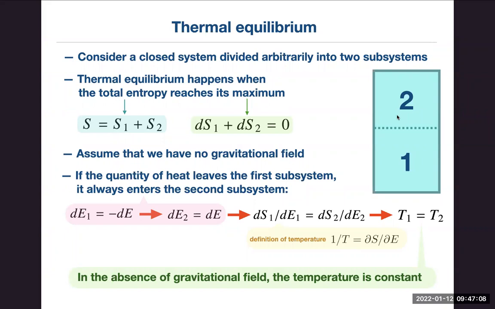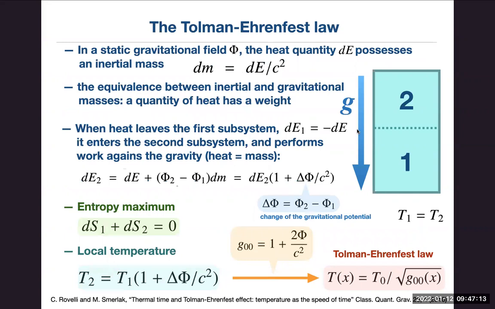So now let's put this system into a gravitational field. And if you put the system into a gravitational field, we will immediately get that if you take some energy from that system and bring it to that system, this piece of material has to do some work against gravity, and what appears from there and comes here will not be the same. So there will be some modification due to gravity.